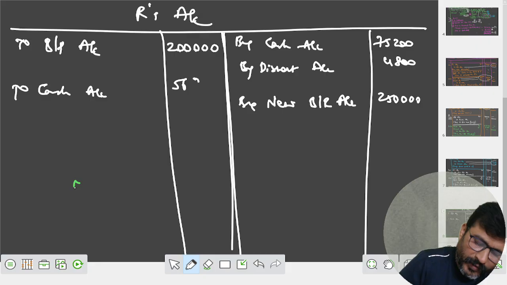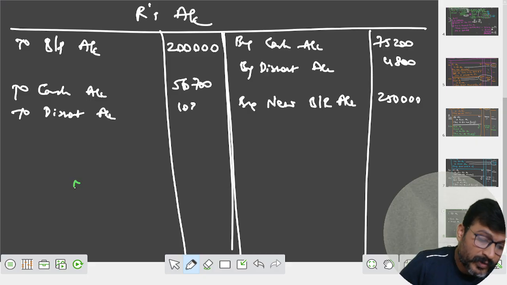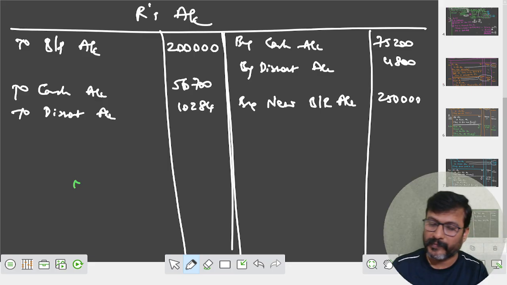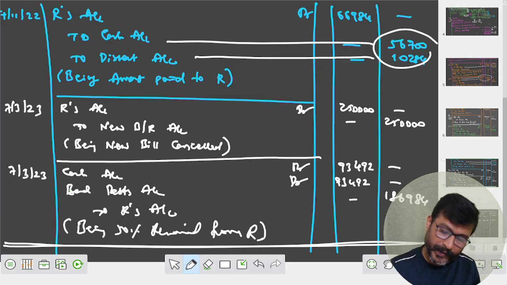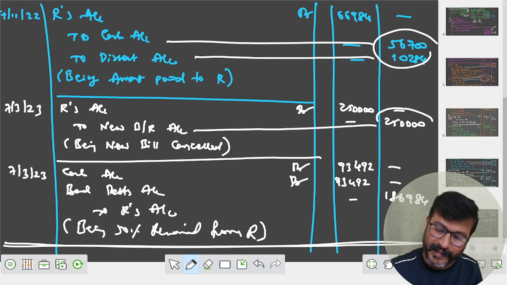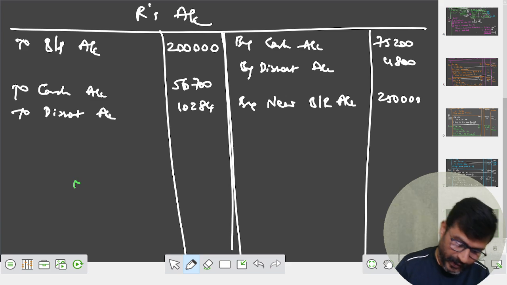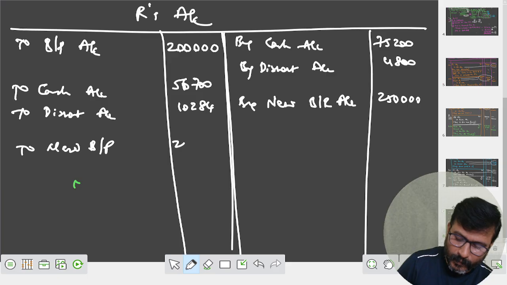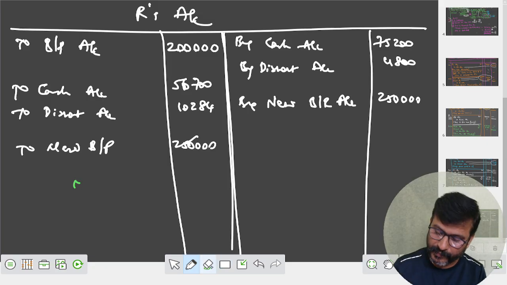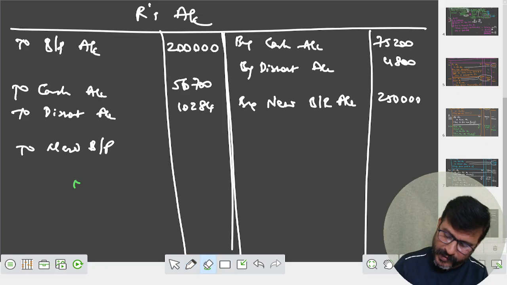To cash account 56,700. To discount account 10,284. Okay. Finally, what happened? R's account debit to new BP. New BP is in the credit side of journal, so it comes where? Debit side of ledger. Two and a half lakh. How much is it? It is an amount of rupees 2.5 lakh.